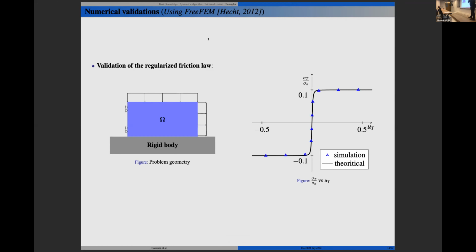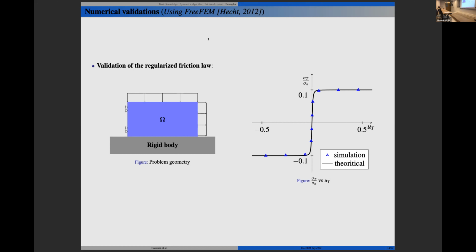Here, the theoretical relation is the black one, and our simulation is the triangles. For example, 0.1 is the friction coefficient. For the real Coulomb criterion, we have a straight line, then a vertical line, and then a straight line, which we call a multivalued function, because for 0, for example, we have negative values. Here we see how it approximates Coulomb's criterion.